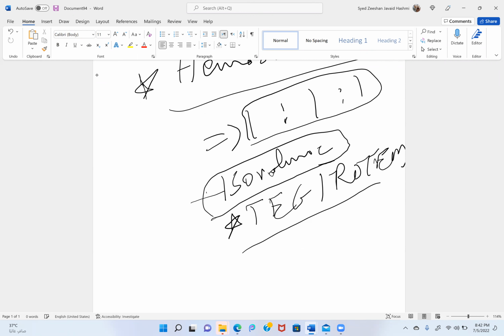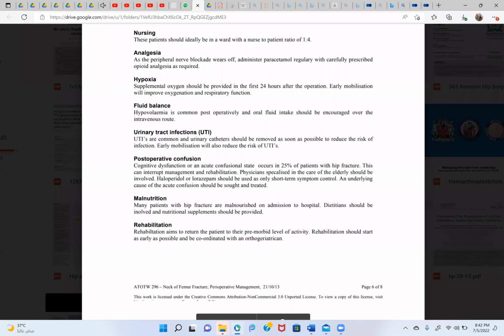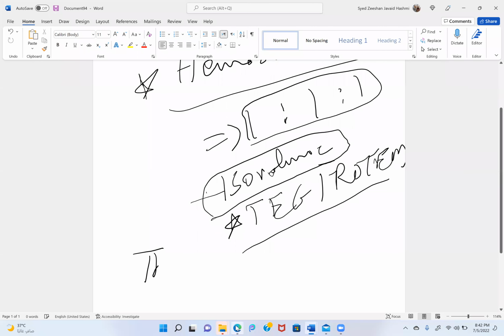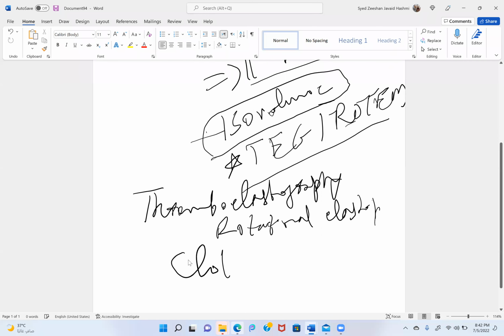Then whatever products you want to give, you will give like that. Okay. So what is this thing you have written? Thromboelastography. Okay. Thromboelastography, or ROTEM, is also rotational thromboelastometry. This is to see the quality of clot formation and breakage.